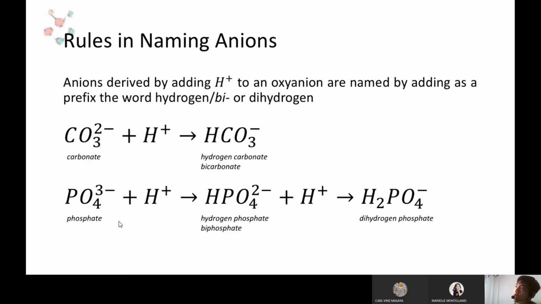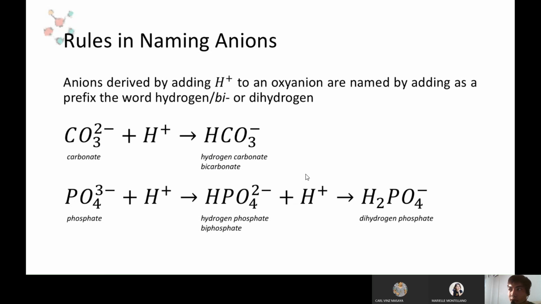Okay, so last one. We can get anions when we add hydronium ions to our oxyanion. Pag nagdagdag tayo ng H+, and we still end up with an anion, we can use this method. Pag isang hydronium ion yung dinagdag mo, you will use the prefix hydrogen or bi. Hydrogen carbonate or bicarbonate. Ito yung nasa baking soda. Hydrogen phosphate or the biphosphate.